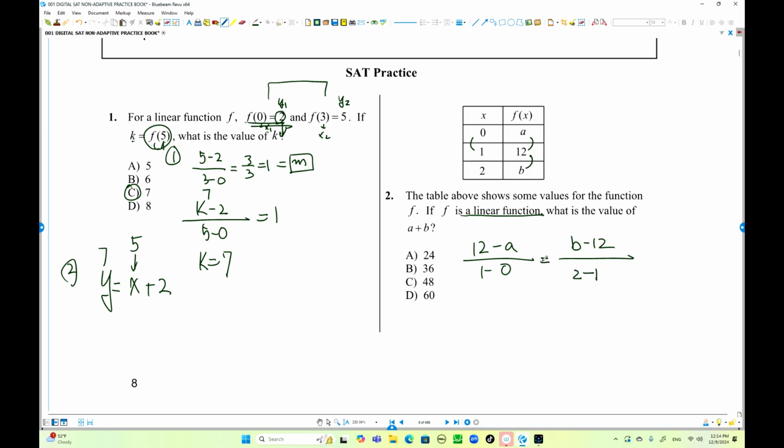The slope must be constant, right? So this is 1, this is 1, right? So 12 minus a equals b minus 12. Move this a to the right, b plus a, isn't it? And 12 moves to the left. 12 plus 12 is what? 24, right? So the value of a plus b is 24, okay? That's the answer.